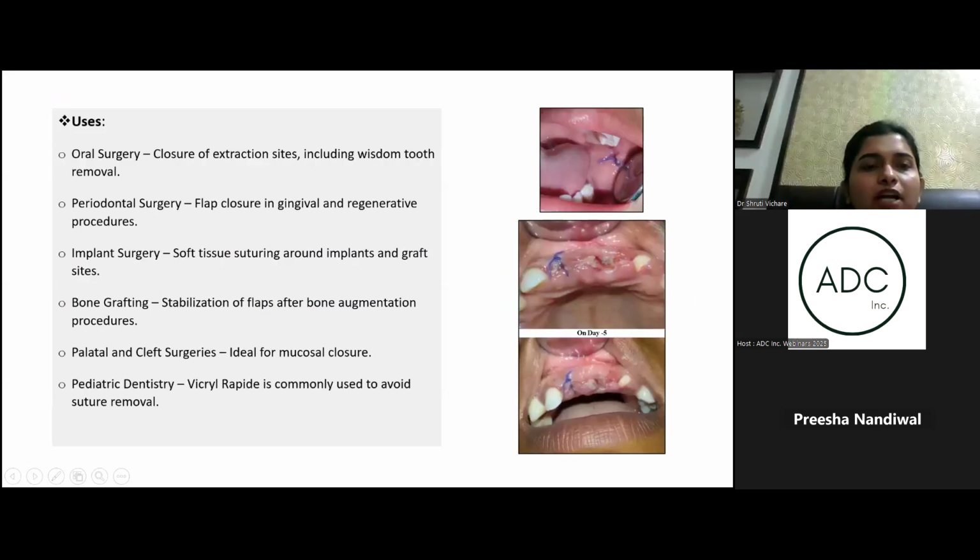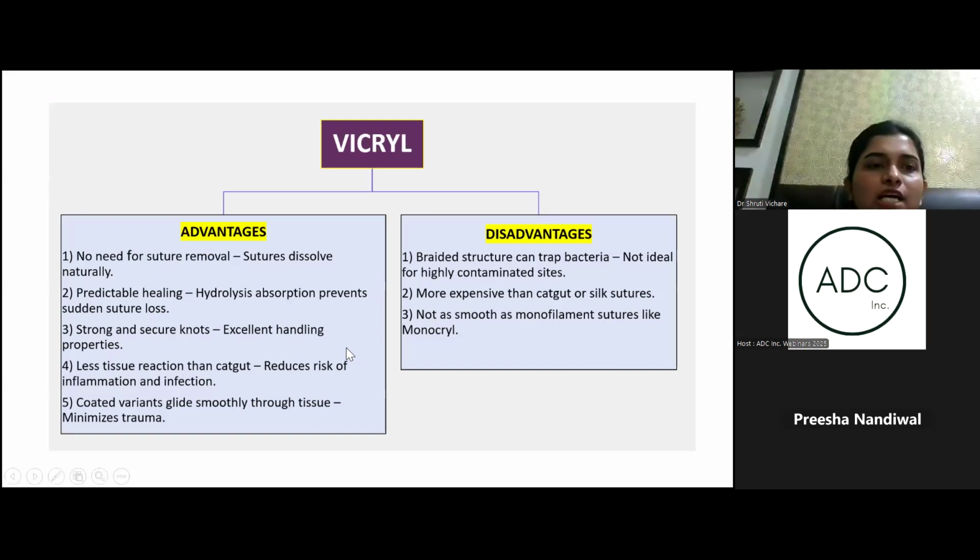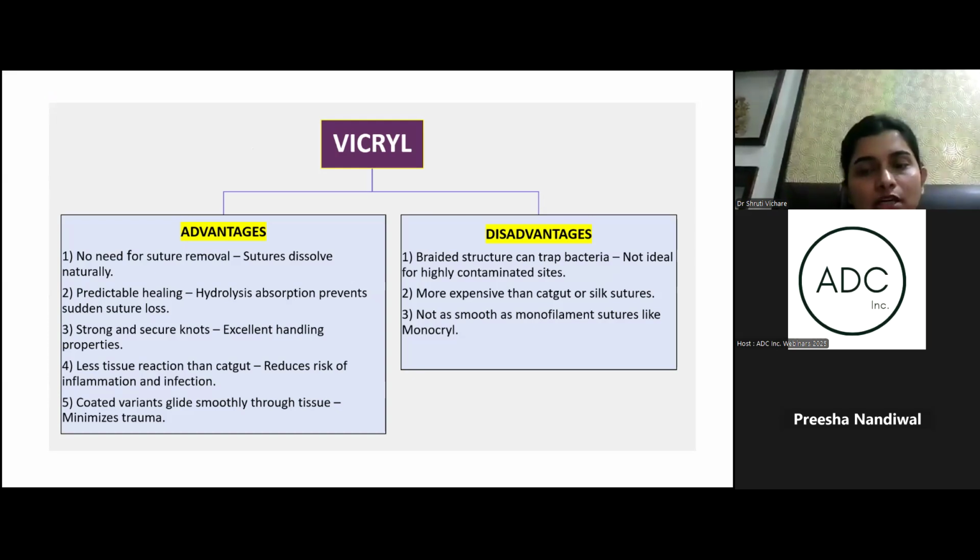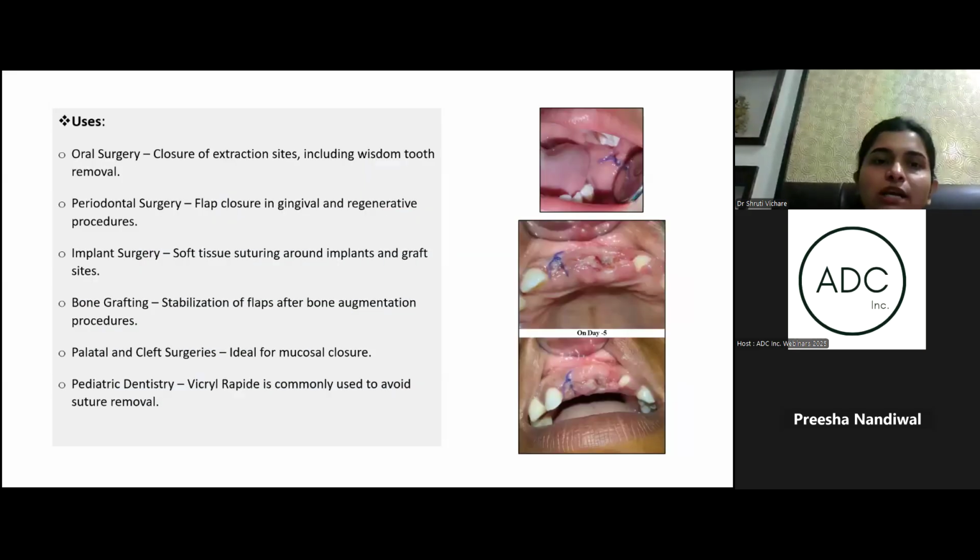Now, the advantages. So, no suture removal is needed because they're absorbable ones. Healing is predictable. They are very strong and secure. Knots can be tied. The tissue reaction is minimal to negligible, correct? Coated variety is also available with these sutures. Disadvantages are they can trap bacteria because they are braided ones, and they are more expensive than catgut and silk sutures. And although you have the coated varieties available, they will never be as smooth as monofilament sutures like monocryl. These are the uses.